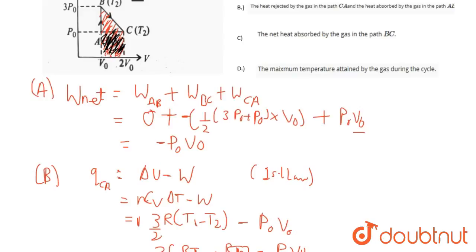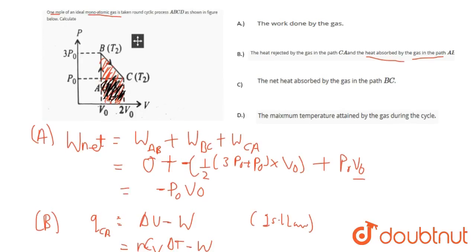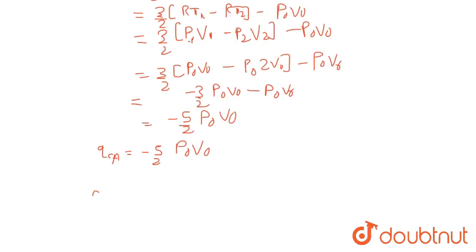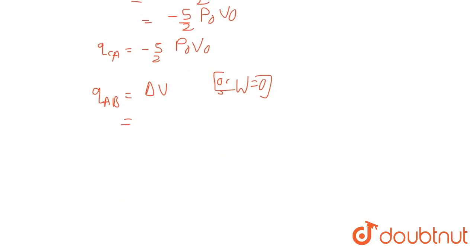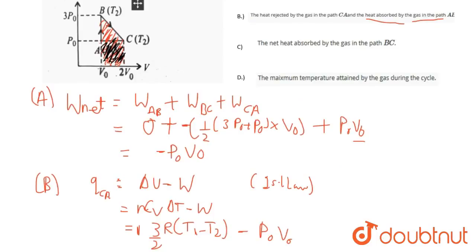And the second part of the B question, the heat absorbed by the gas in the path AB. If you see the path A to B, it's clearly an isochoric path in which work done would be 0. If you see QAB, that would be equal to delta U, because work done is 0, because it's an isochoric process. And delta U is n CV, change in temperature. And as we move from A to B, temperature varies from T1 to T2.